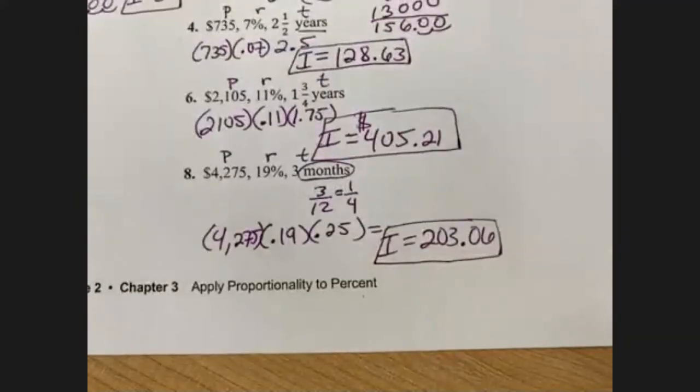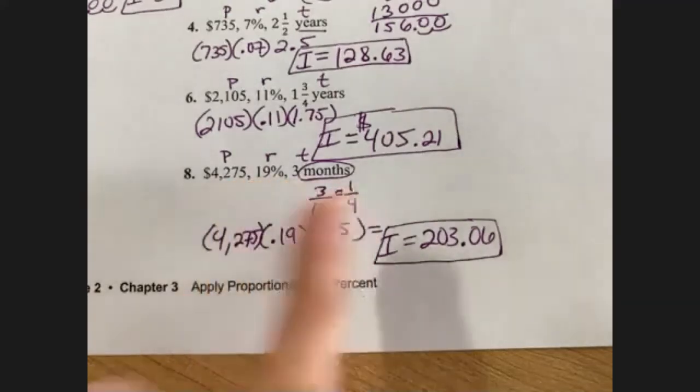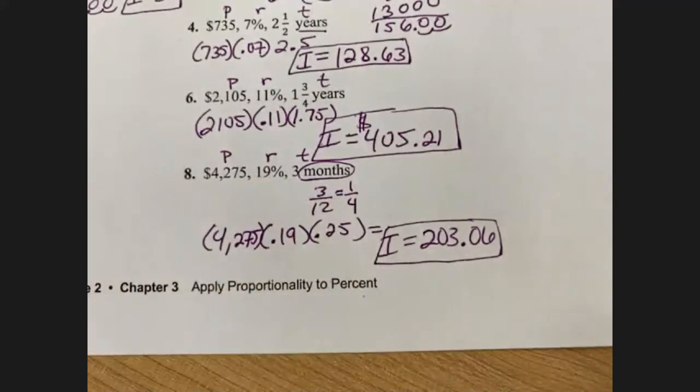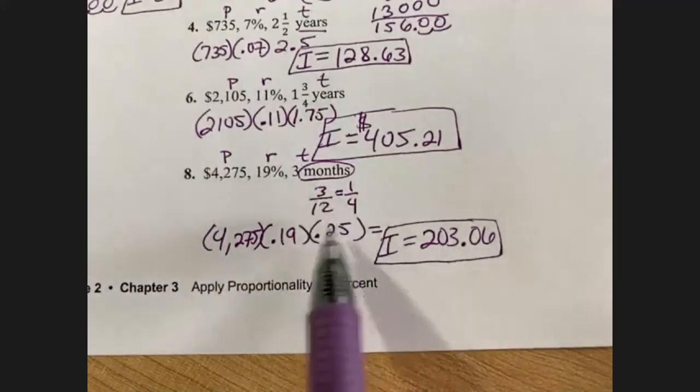So not earning a great amount, but hey, $203 is pretty amazing. And a lot of that's due to the percentage being high, even though it's over a short period of time, which is just the 3 months here. And 3 months again is 3/12.